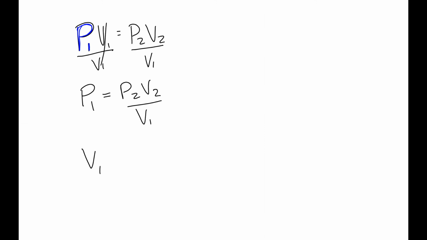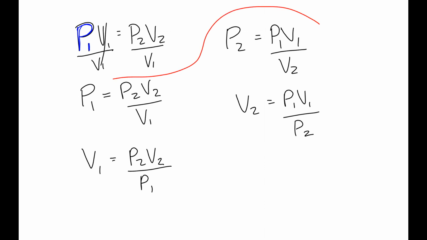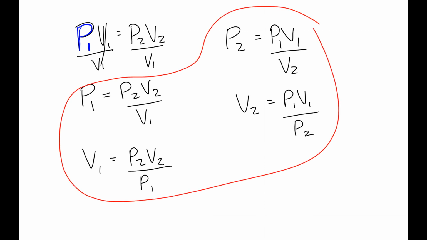So for V1, it's a matter of moving the P1 underneath it. So P1 goes from the left side to underneath the right side. I can't talk today. So P2 equals P1 V1 over V2, and V2 equals P1 V1 over P2. Okay, so basically these are the four equations you're going to be working with the whole time. Okay, we're not going to really worry about the P1 V1 equals P2 V2, only because we have to move the variables around.